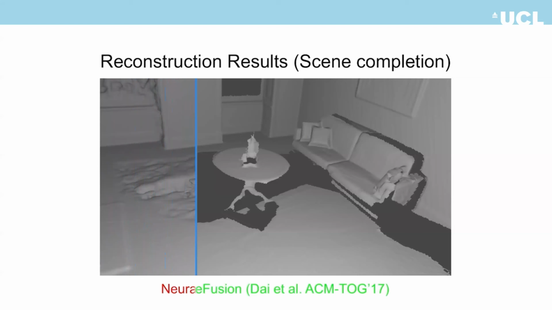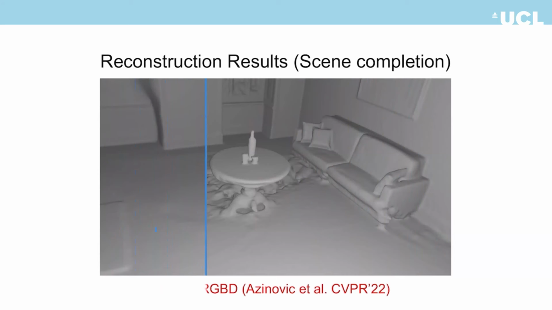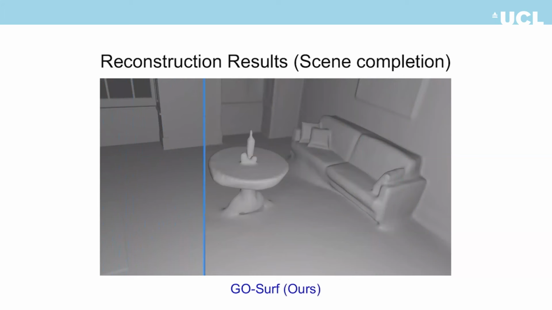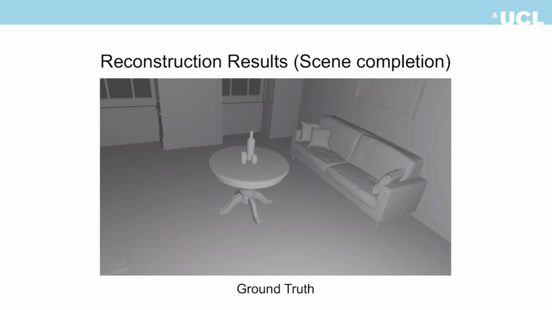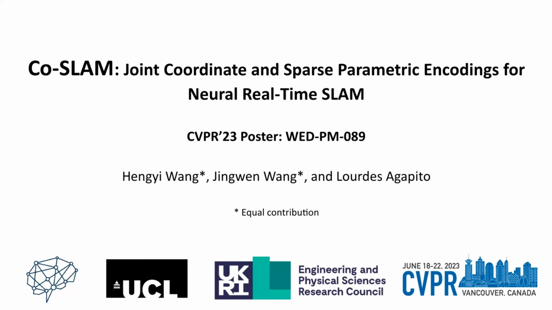Here you can see Neural GPT can also sort of fill the hole, but it's very noisy, while our method can fill in a perfect hole. Although GoSurf can already achieve very nice results and is very fast to train, it still has some limitations. First of all, it's an offline method, which means you need to have all the images at once. So you cannot run it in an online sequential manner.